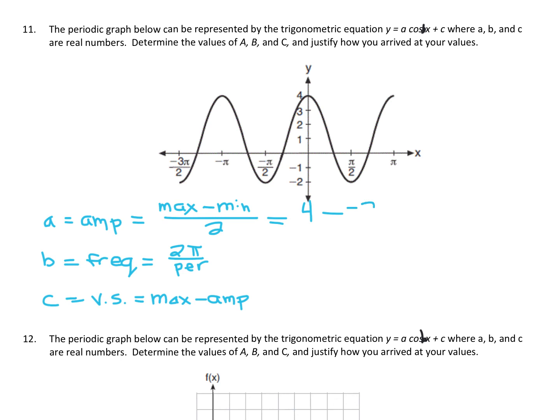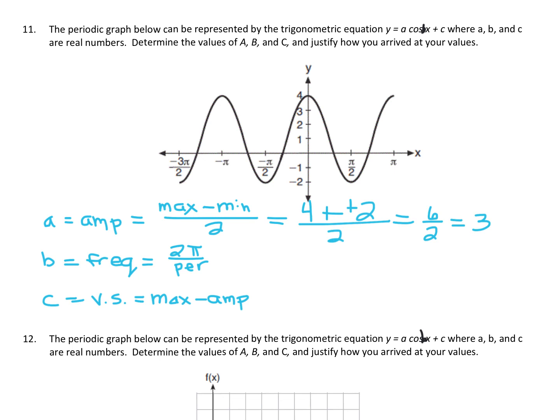So it's actually a minus negative, and we're going to divide that by 2. Okay, so we know 4 minus -2 is the same thing really as 4 plus 2. So 4 plus 2 is 6, and 6 divided by 2 is 3. So our amplitude is equal to 3.